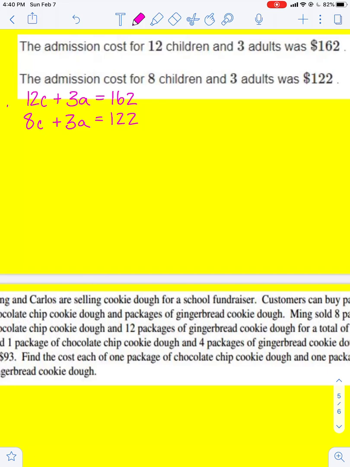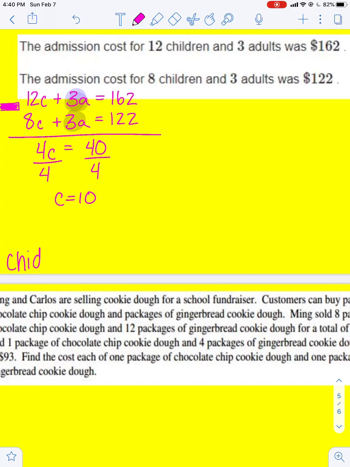So looking here, I can subtract these, since I have these 3 A's right here, and I know if I subtract them, they're going to give me 0. So I'm going to get 4C is equal to 40 when I subtract. So I'm going to divide by 4 on both sides, and I'm going to get C is equal to 10. So I know that a child's ticket is going to equal $10.